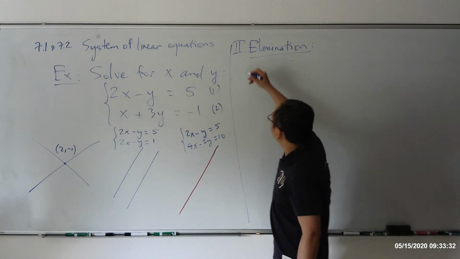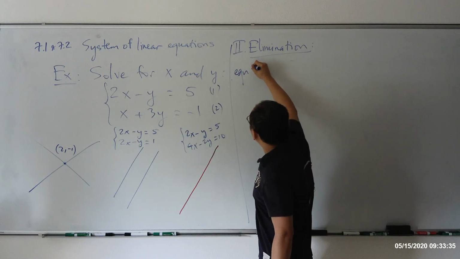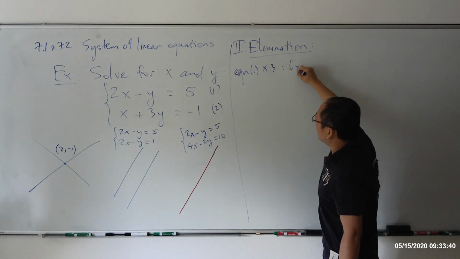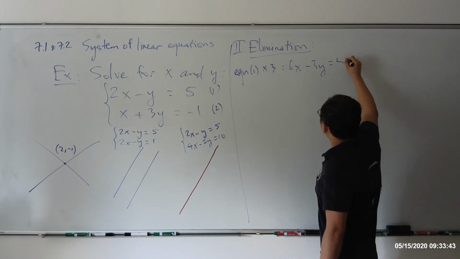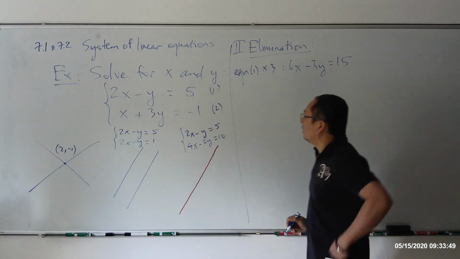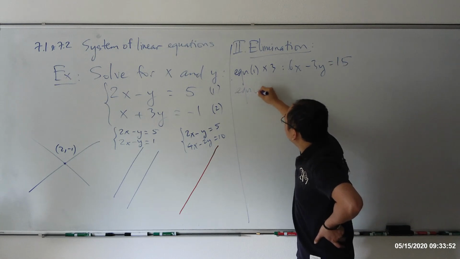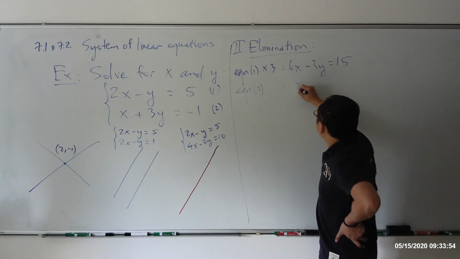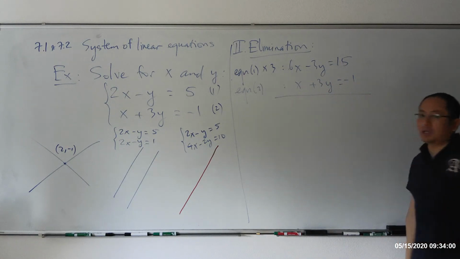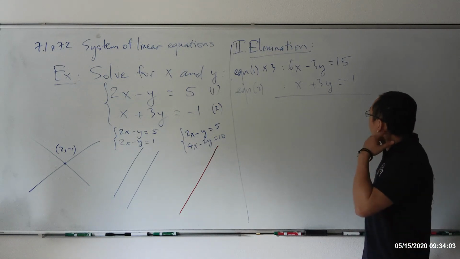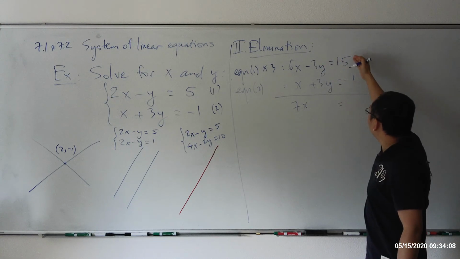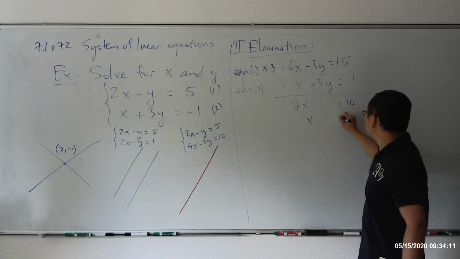So let's try it. Take equation number 1, multiplied by 3. We have 6x minus 3y equal to 15. Keep in mind that you have to multiply everything by 3. The second equation, I'm going to keep the same. x plus 3y equal to negative 1. Now I'm going to add the two equations together. And you see what happens to the y. It's eliminated. I got 7x, negative 3y plus 3y is 0, and 15 minus 1 is 14. Of course, x equal to 2.